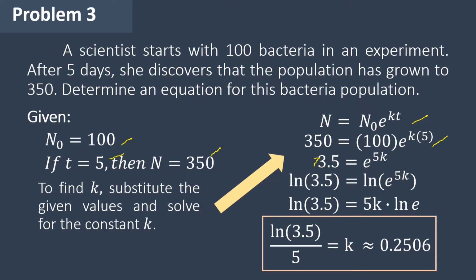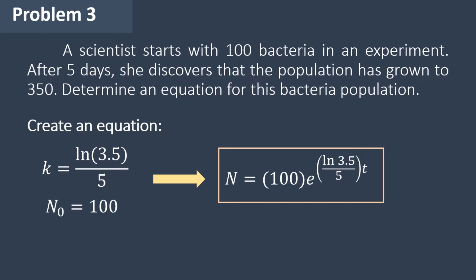So since exponent na naman si k, we're going to perform the natural logarithm sa both sides ng equation. So yung 5k, ilalagay natin as one of the factors. So we have 5k times the natural logarithm of e. And natural logarithm of e is equal to 1. So ang matitira na lang would be 5k, kasi 5k times 1 is still 5k. So divide both sides by 5. Therefore, the value of our k is equal to 0.2506. Or we can have the expression natural logarithm of 3.5 divided by 5.